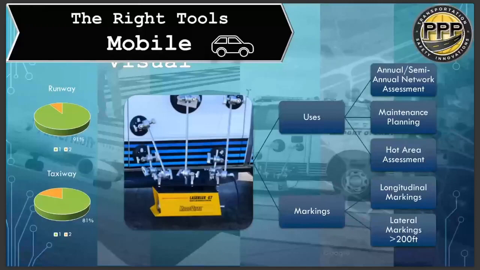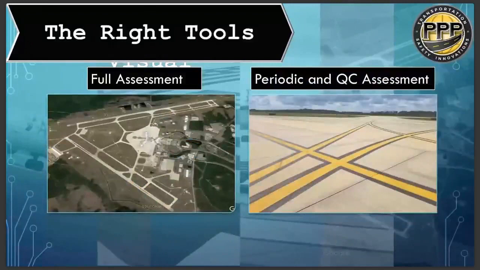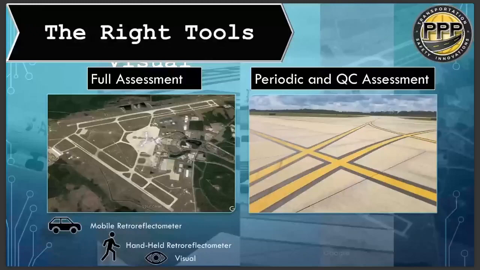So if you're doing a full assessment or a periodic or QC assessment, these are the tools that we recommend. If you're doing a full assessment, you should do it with a mobile retroreflectometer, much, much less downtime than if you're trying to do a handheld. And you do need a handheld for those smaller lateral lines. And then, of course, a visual inspection to back it up in case there's something not coming out right. You want to go out and take a look at it. When you're doing a periodic or QC assessment, then definitely a handheld retroreflectometer and a visual inspection will do just fine.